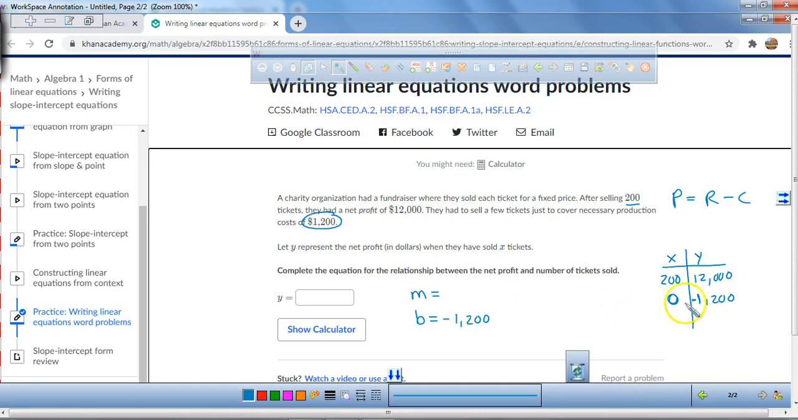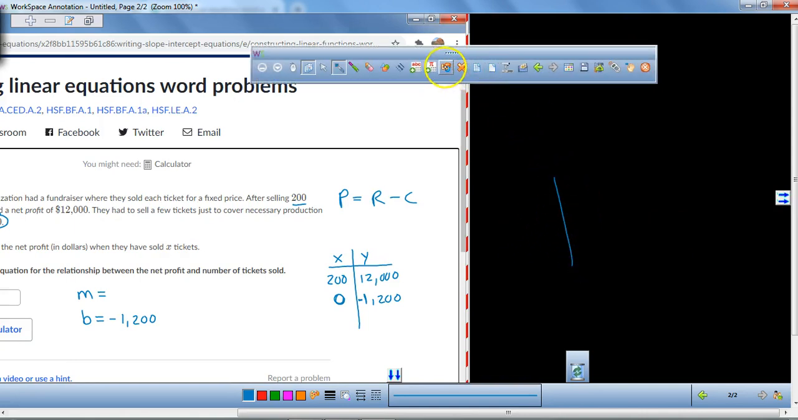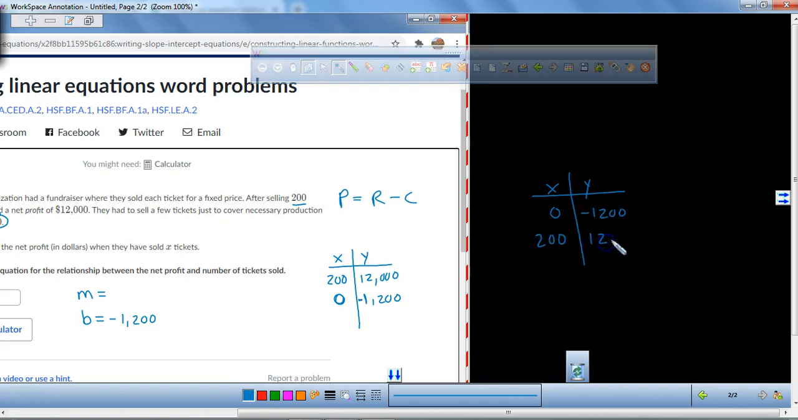All right. Now, let's say I rearrange the table here and make it a little bit easier for us to interpret the slope. Sometimes it's easier to count up than it is to count down. So we start out with 0, -$1,200, but then we go at 200, and it gets us up to what? 12,000. Okay. What is our gap in our x's? What's the change in our x's? That's 200. And what's the gap between -1,200 and 12,000? Okay? Well, that gap is 13,200. That's the change in the money.